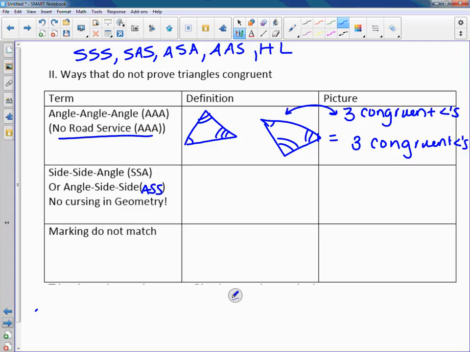So, we don't curse in geometry, we don't curse in Ms. Nash's class, so we're not going to have no angle side-sides in here, okay?